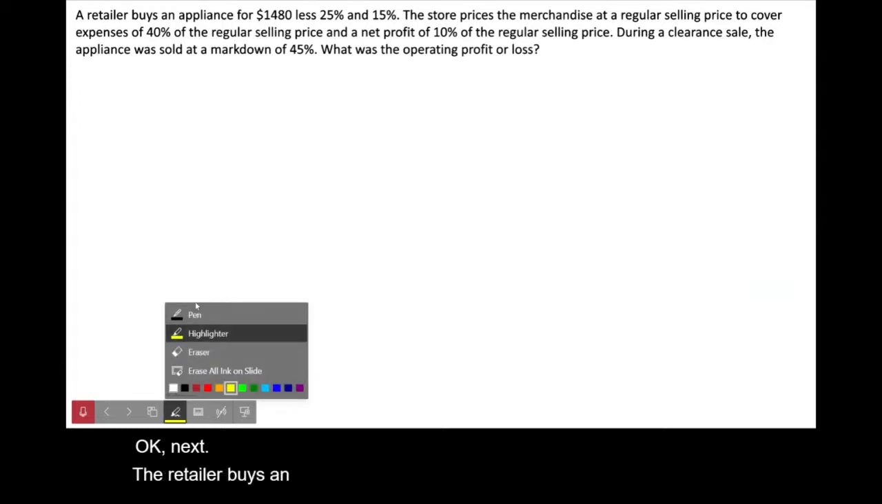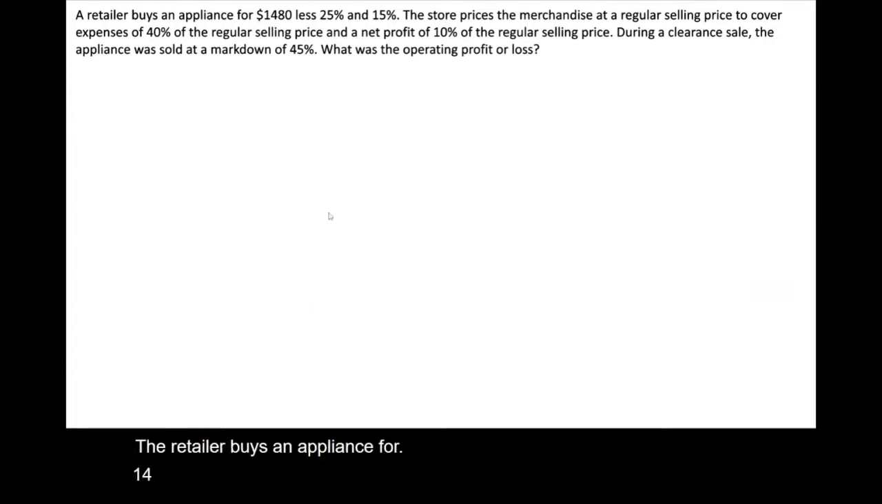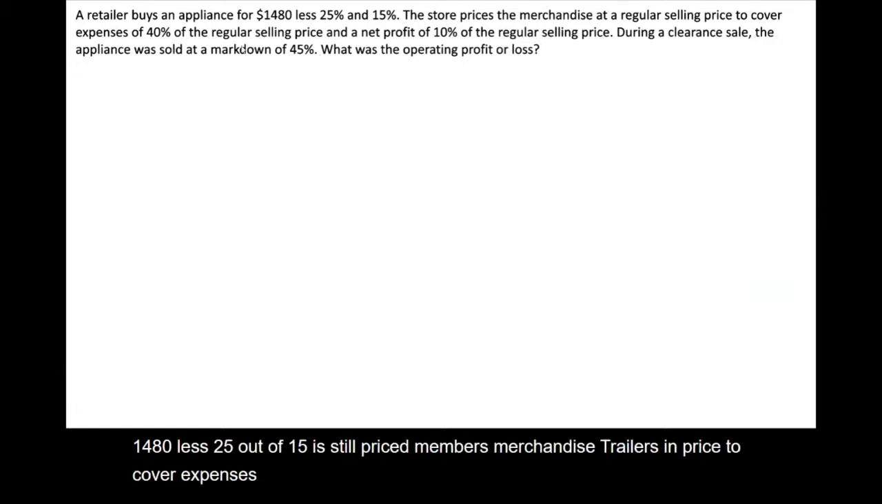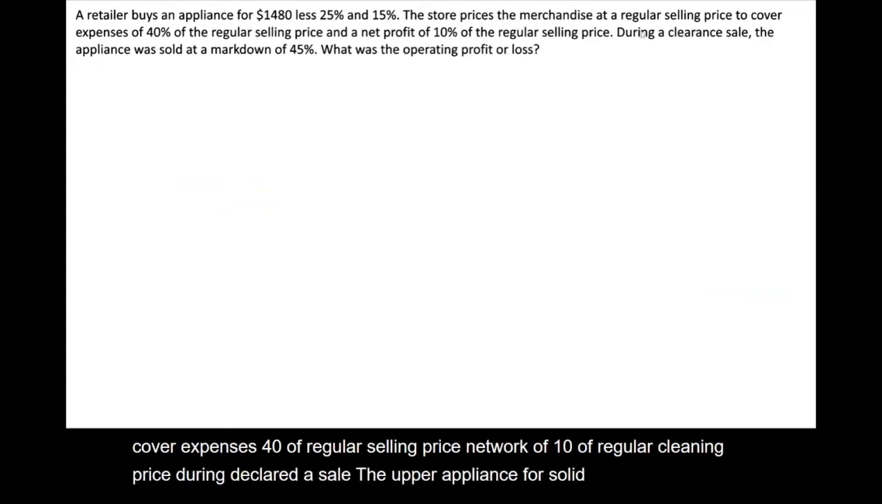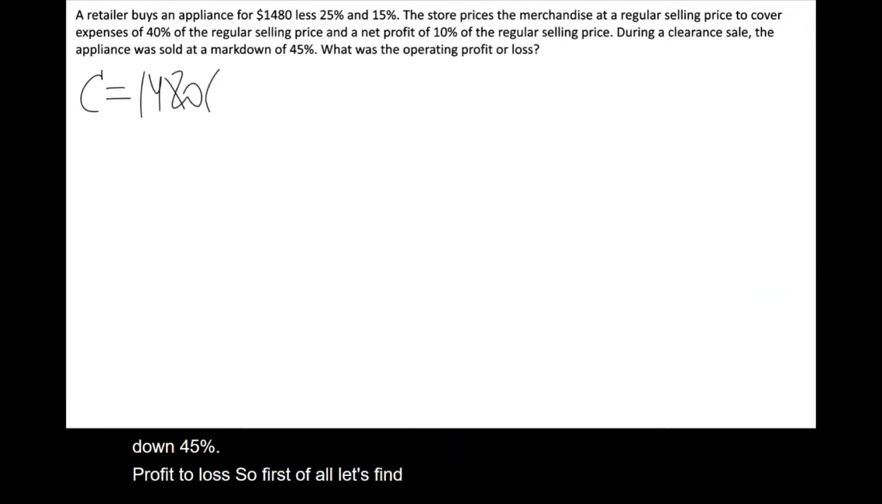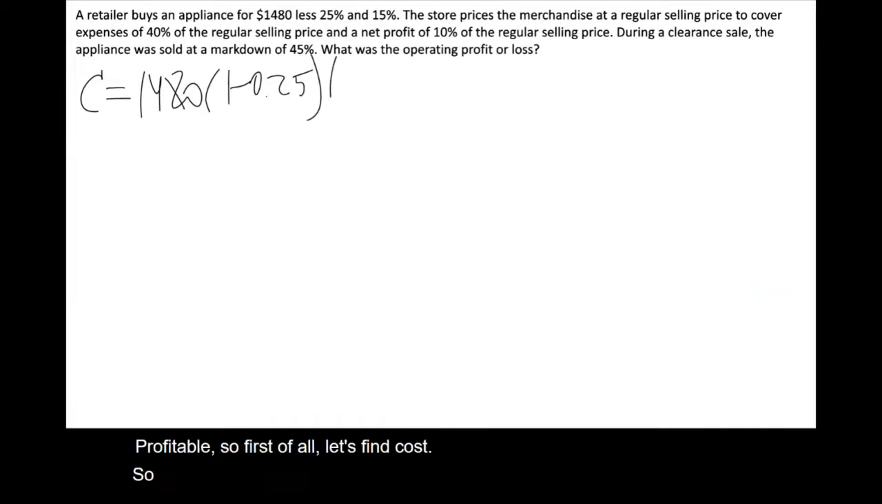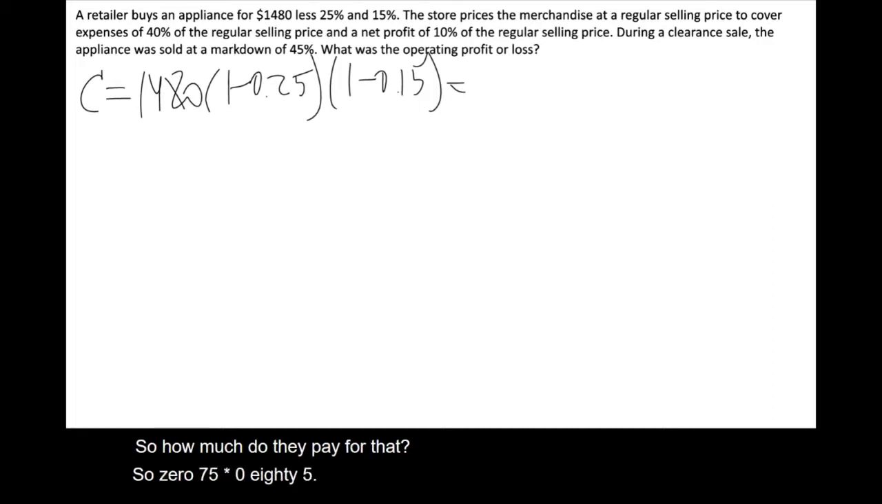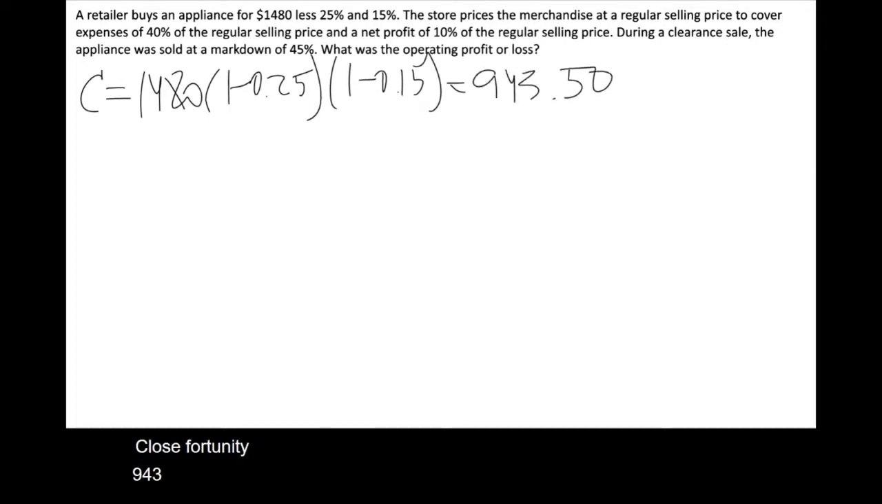A retailer buys an appliance for $1480 less 25 and 15. The store prices merchandise at a regular selling price to cover expenses of 40% of regular selling price and net profit of 10% of regular selling price. During the clearance sale, the appliance was sold at a markdown of 45%. What was the operating profit or loss? So first of all, let's find cost. So how much do they pay for that? 0.75 times 0.85 times 1480, 943.50. That's how much they pay.